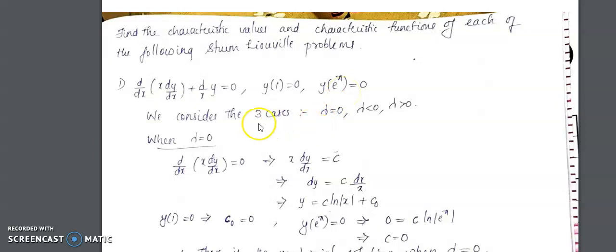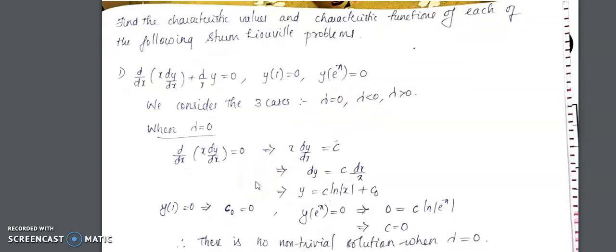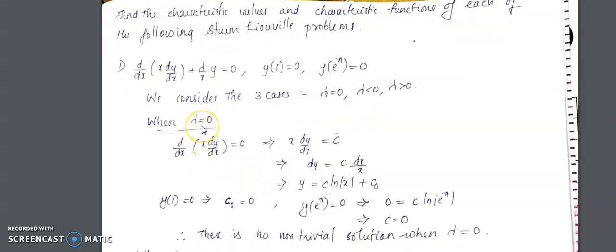Here there is no condition upon lambda given. So lambda will have three choices: lambda can be either 0, positive, or negative. When lambda is equal to 0, the second term goes out, so you will get d/dx of (x dy/dx) equal to 0. So the derivative is 0.